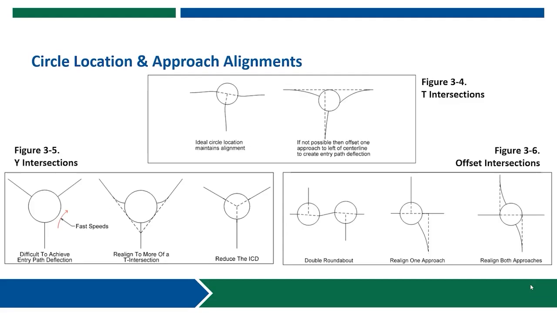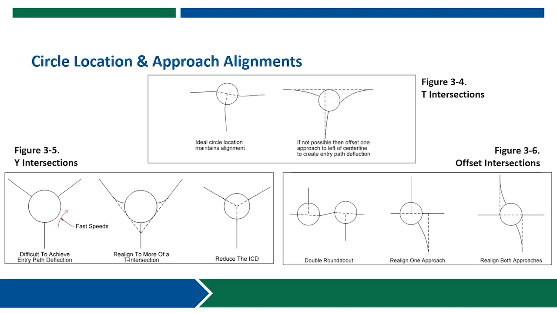Closely related to skewed intersections, we face a number of other odd alignments in real life, including T intersections, Y intersections, and closely spaced but offset intersections. For T intersections, it is usually desirable to center the roundabout on the existing intersection to provide balanced speed control and visibility for all approaches. If site constraints prevent this, then shifting to one side may need to be considered in conjunction with realigning the mainline approaches in order to achieve speed control.